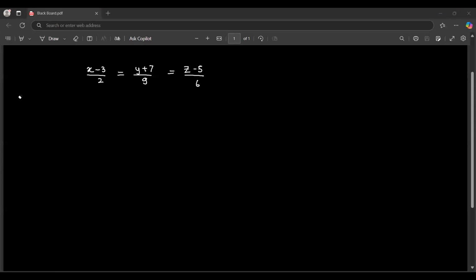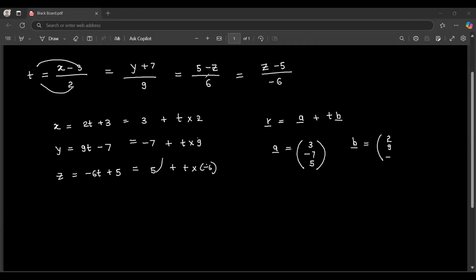Okay, so we will rewrite this as, we don't have to rewrite, yeah. (z minus 5) over 6, so it's not an issue. Okay, so is this the correct question? (z minus 5) over minus 6 it should come. Okay.